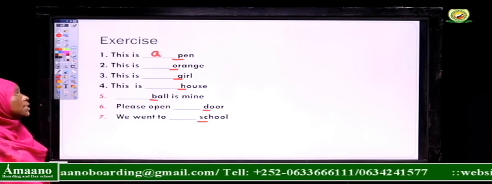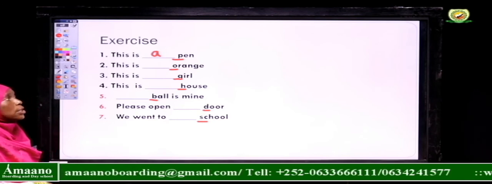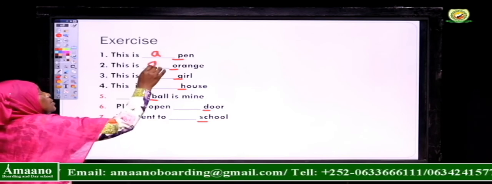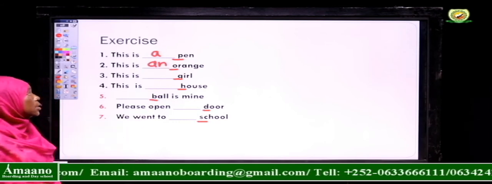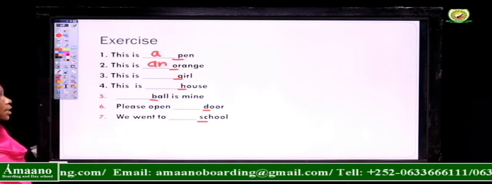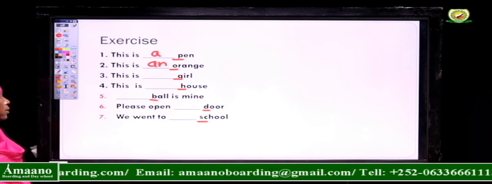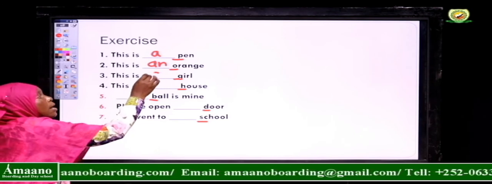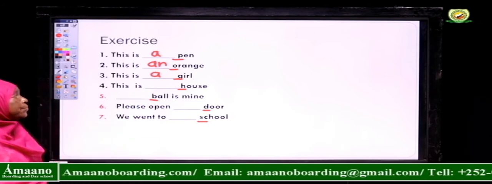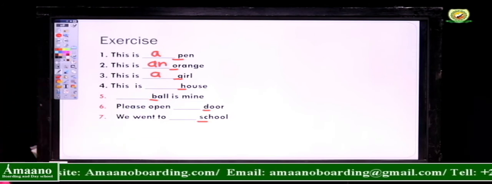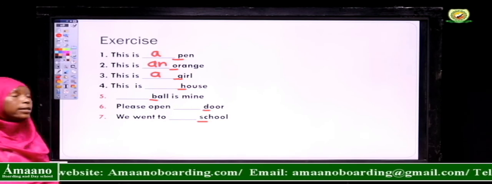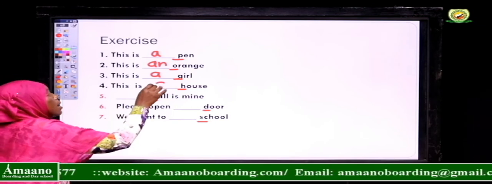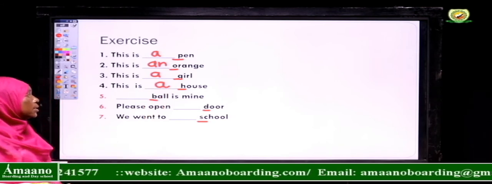Number 2, this is dash orange. What shall be our answer there, children? An orange. This is dash girl. What shall we write there, children? We shall say this is a girl. And then this is dash house. What shall we say, children? We shall say this is a house.